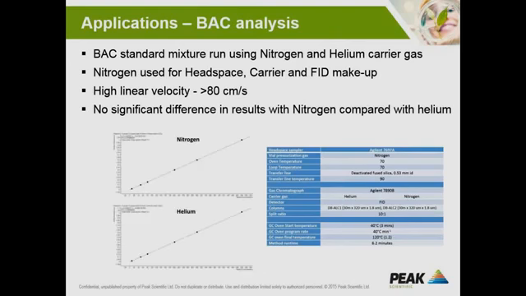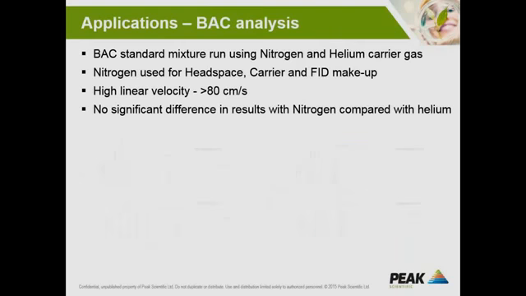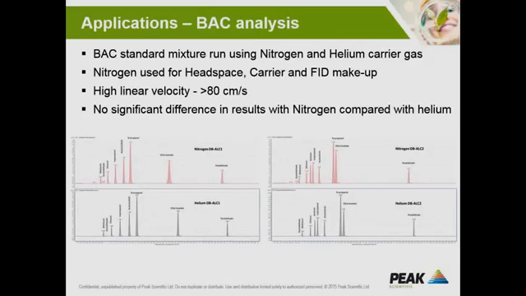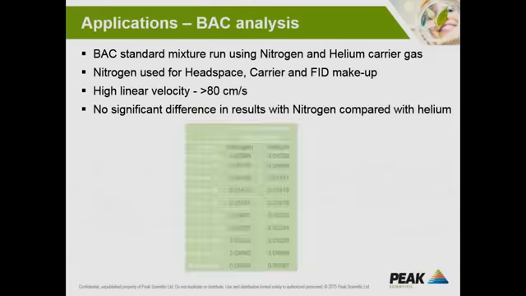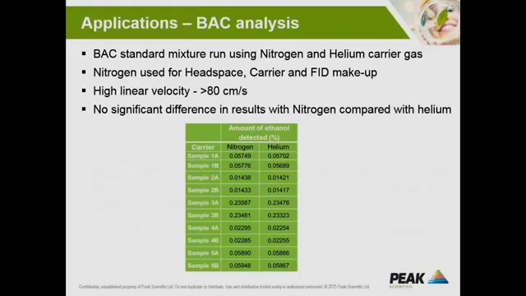As you can see here, the calibration curves both gave very good R² values, and if we look at the chromatograms, you're getting very similar analysis, so good separation of all of the peaks in the standard there. And this table just shows some unknown samples that were analysed using both nitrogen and helium. And so these were analysed in duplicate, and you can see that the values are very close indeed. So there was no significant difference between any of the results, regardless of which carrier gas was used.